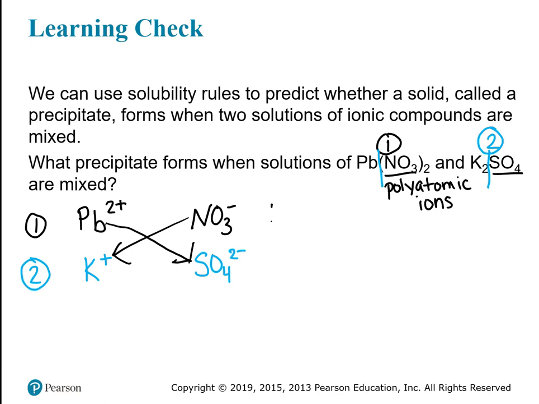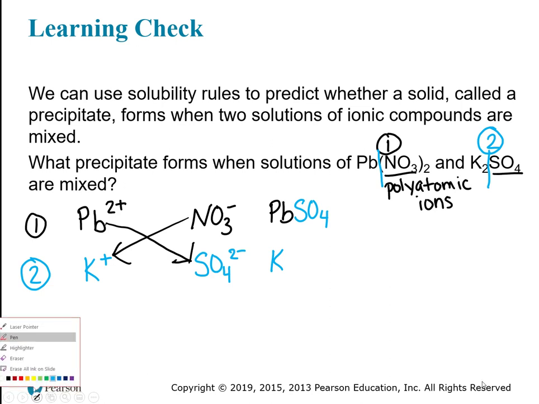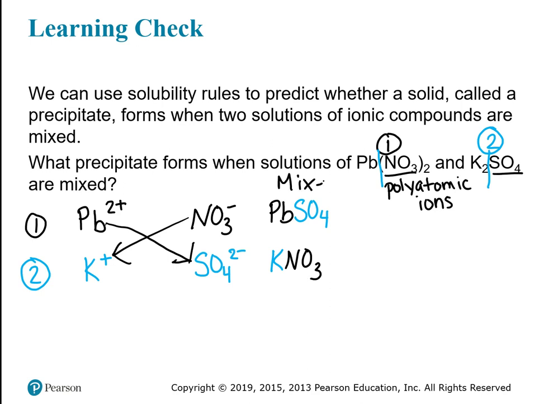So we could make lead sulfate, lead 2 sulfate, and we could make potassium nitrate. So those are the two things that we'd make when they're mixed. You swap the ions to see what you make. Then you say, are either of these two things insoluble?